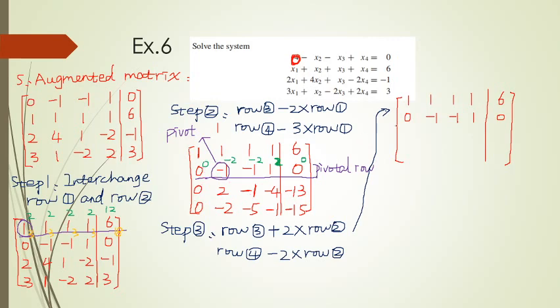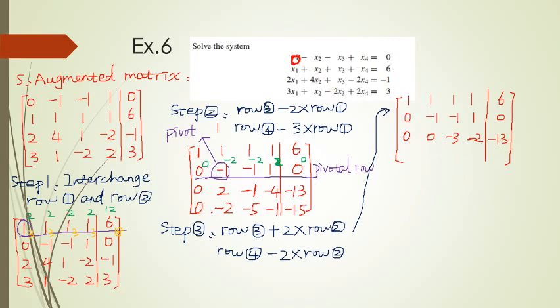0 plus 0, 0. 2 plus minus 2, 0. Minus 1 plus minus 2, minus 3. Minus 4 plus 2, minus 2. Minus 13 plus 0, minus 13, right? Minus 13. That is the new third row.